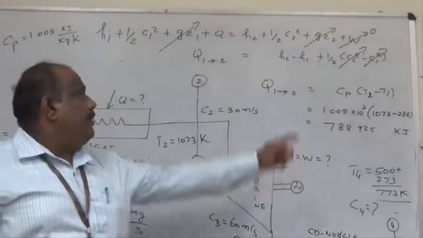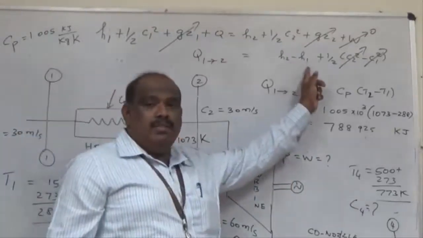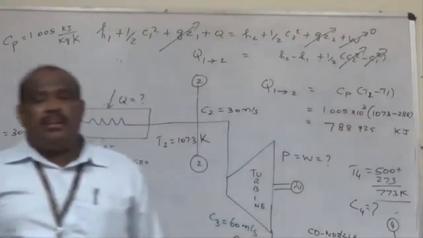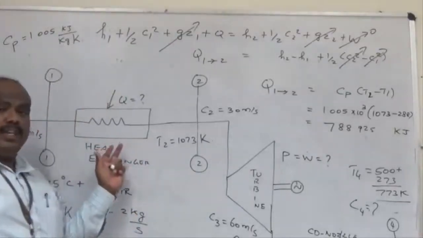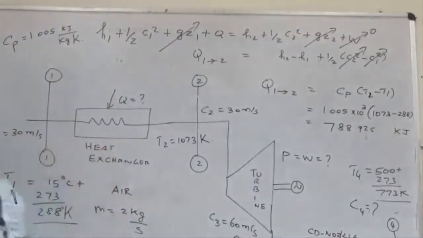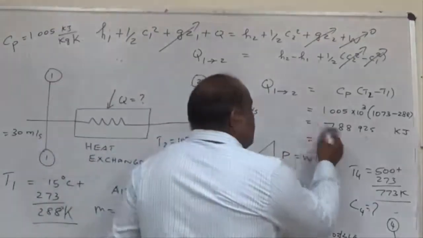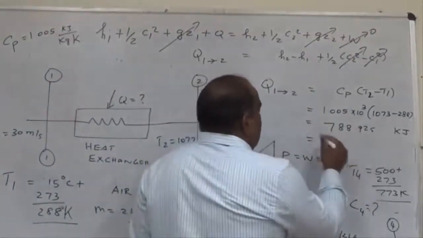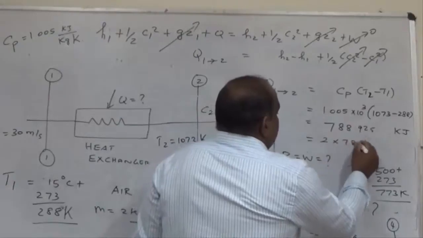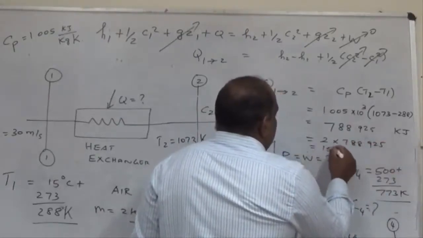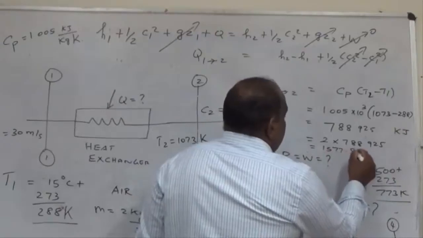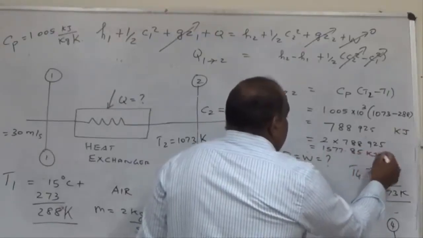For 1 kilogram, because we have used only small letters. But in the problem they have asked for 2 kilograms of mass, because the mass flow rate is not 1 kg, it is 2 kg. So we have to multiply this answer by 2. So 2 into 788.925 is 1577.85 kilojoules per second.